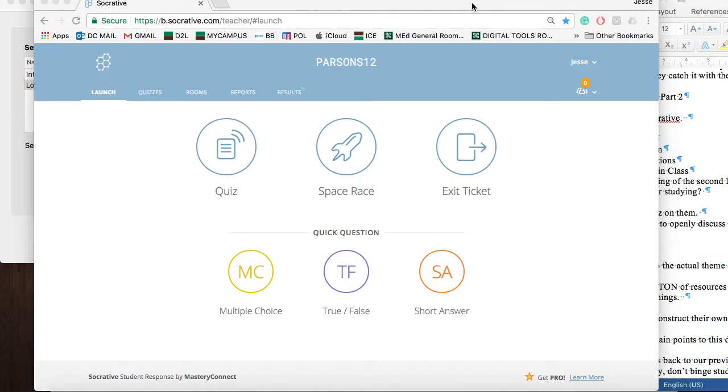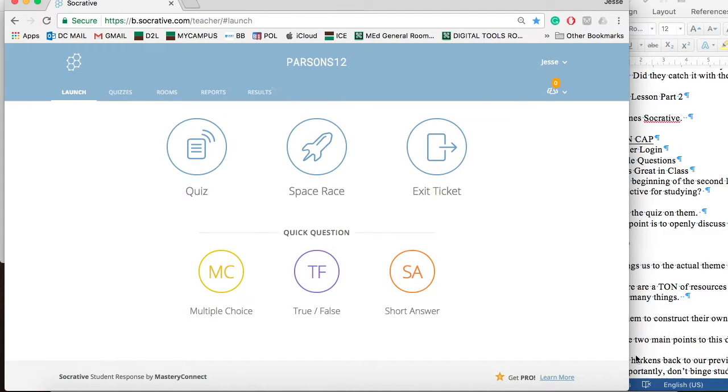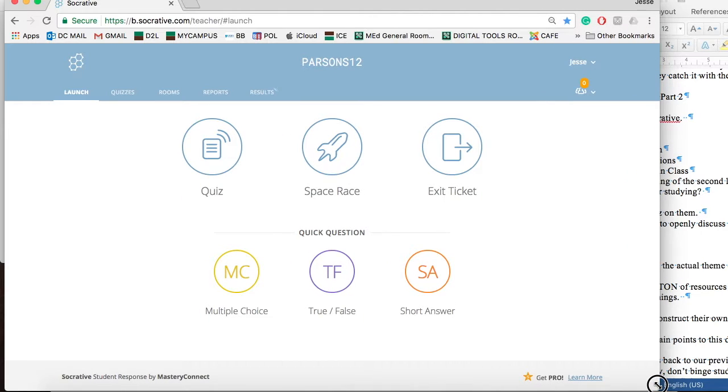Okay, so I want to take a little tour around Socrative. I've talked a lot about it and written a lot about it, but I haven't actually toured it. So one of the things I want to point out here is when my students go to use this, they're going to be logging in as teachers, not students. The student interface is extremely limited. It's really for them to arrive at my room, which is Parsons 12, and then I administer the quiz. So when I'm giving a quiz, I'm the teacher, they're the student.